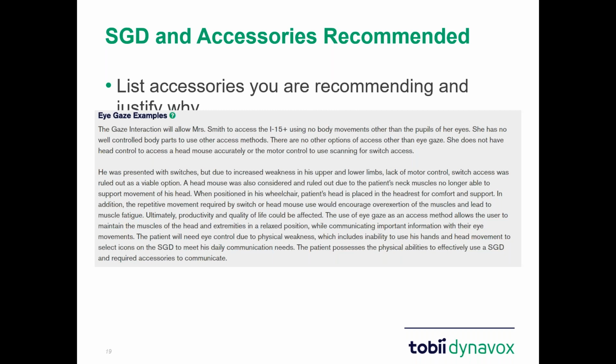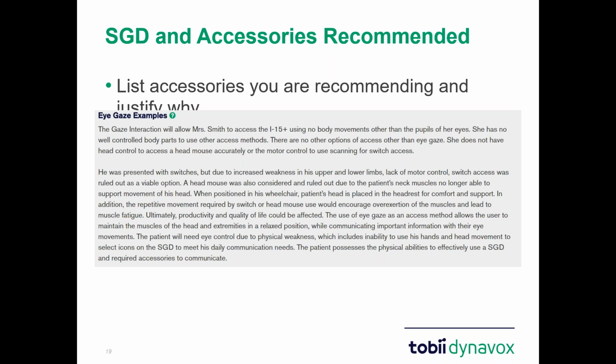And again, this is a lengthy example because it's eye gaze. Eye gaze is a more lengthy report. I'll tell you that up front. So the gaze interaction will allow Mrs. Smith to access the I-15 Plus using no body movements other than the pupils of her eyes. She has no well-controlled body parts to use other access methods. There are no other options of access other than eye gaze. She does not have head control to access a head mouse accurately or the motor control to use scanning for switch access.